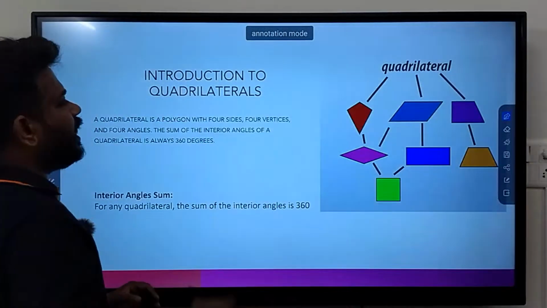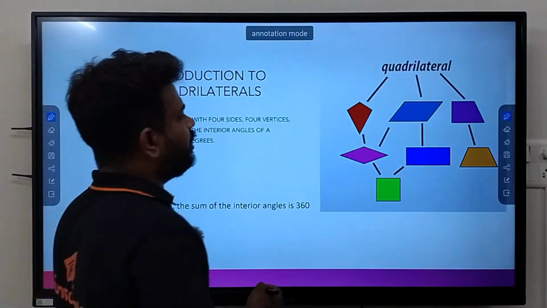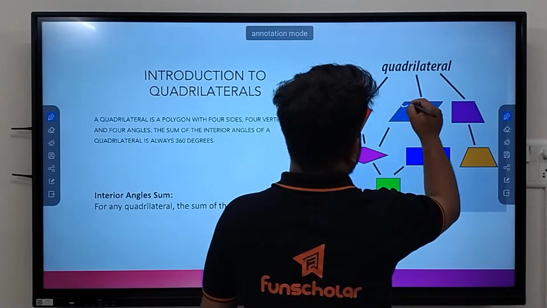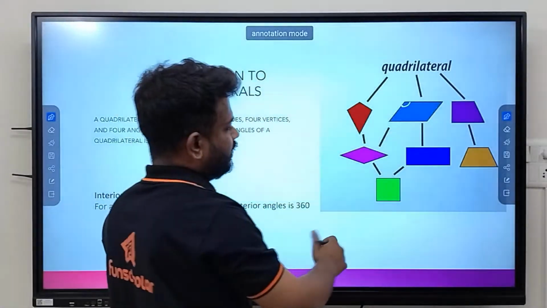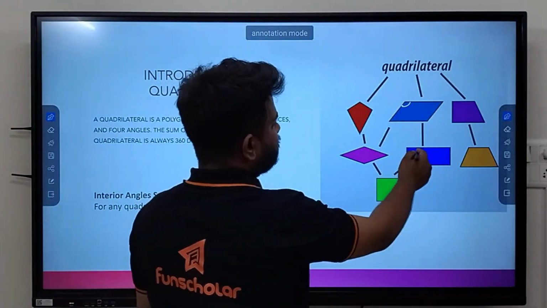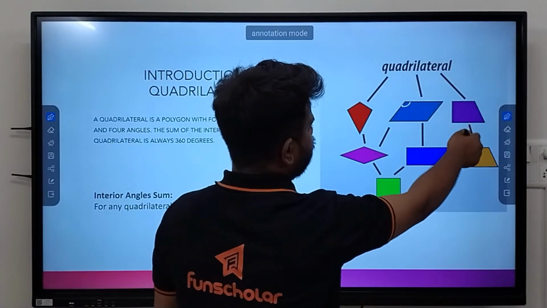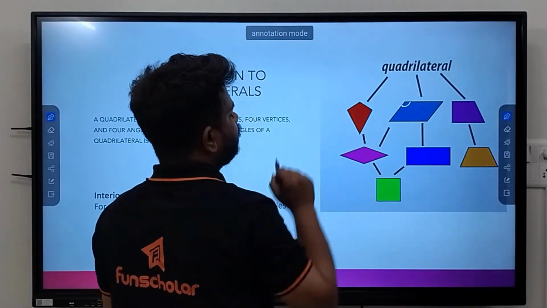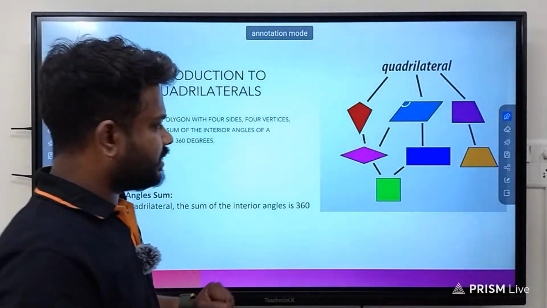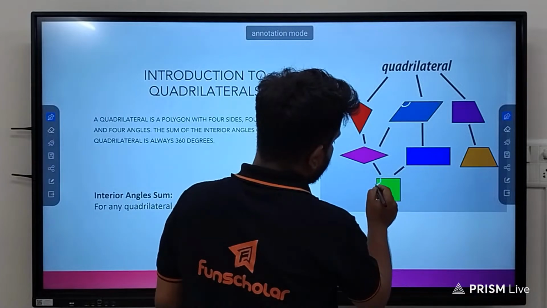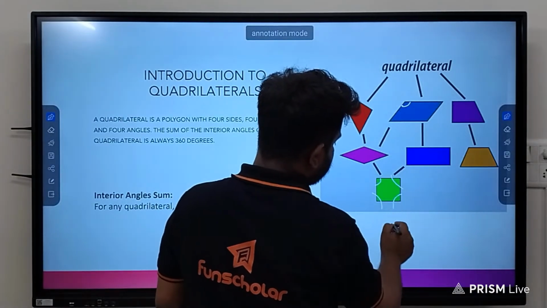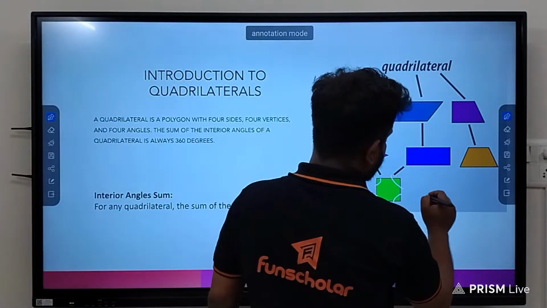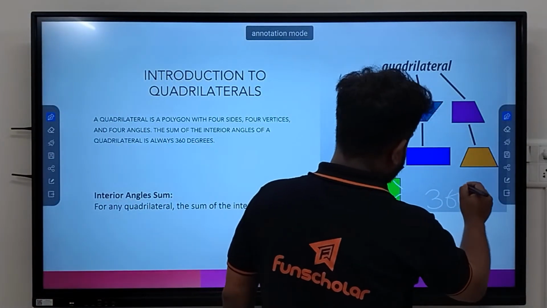So if I elaborate, here we have all kinds of quadrilaterals. This one is a square, this one is a rectangle, these two are trapezoids, this is a parallelogram, this one is a kite, and this one is a rhombus. But one thing they have in common is that the sum of all 4 angles will be 360 degrees.